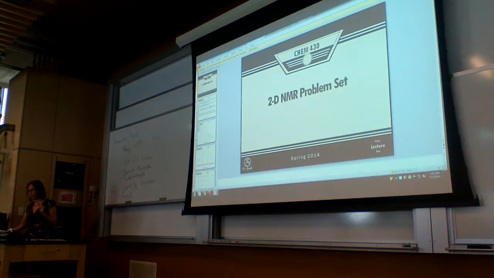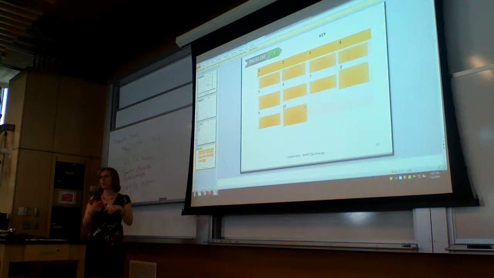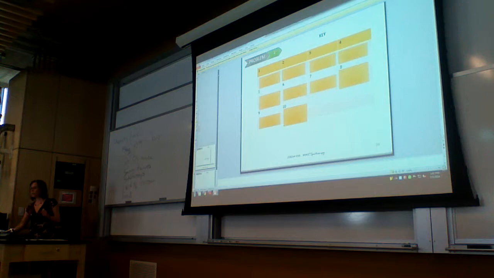A 400 level class somewhere else. Yeah, that's probably spec 2. So he has 10 different problems with all sorts of 2Ds. And you have a proton and several 2Ds for the different unknowns, and then the structures are underneath these boxes, so you can delete those to figure out if you got it right. So there's lots of things where you can get good practice problems.